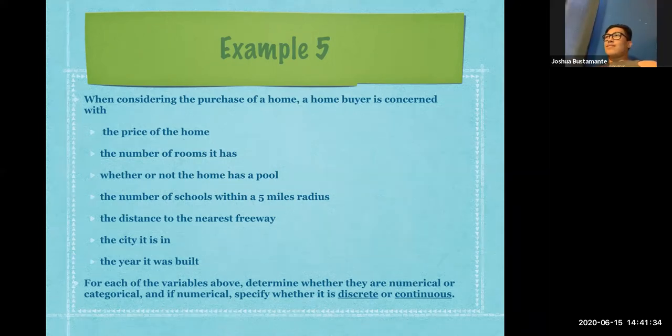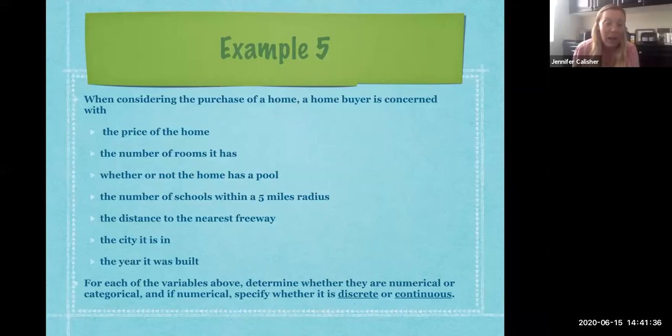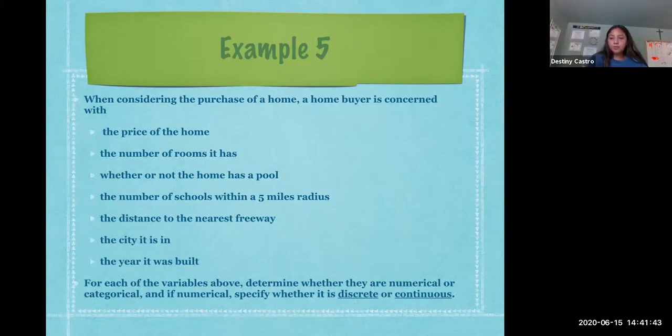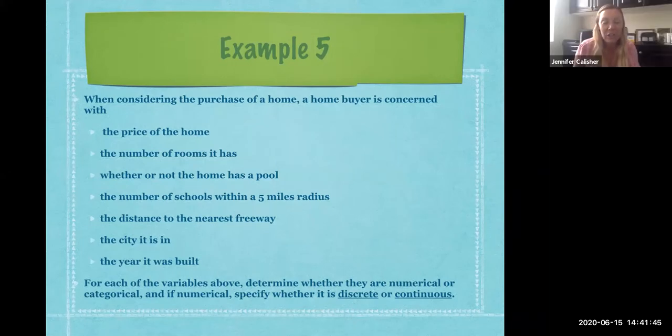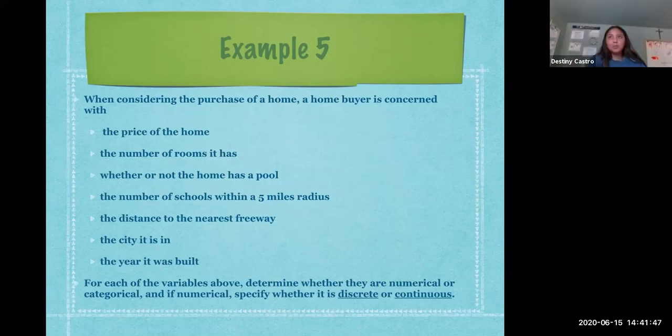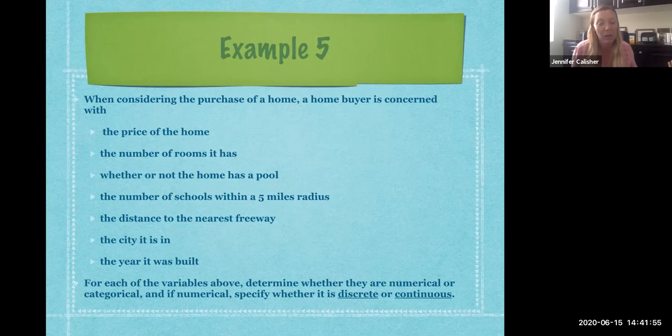Okay, now I can't read the next one. Whether or not it has a pool. Destiny, what do you think? I put categorical. Absolutely. Can you just explain your reasoning a little bit? It's like depending on whether the house has a pool or not, compared to other houses. Exactly. So it's just a straightforward category, like yes or no. Yes, pool, no pool. Perfect.